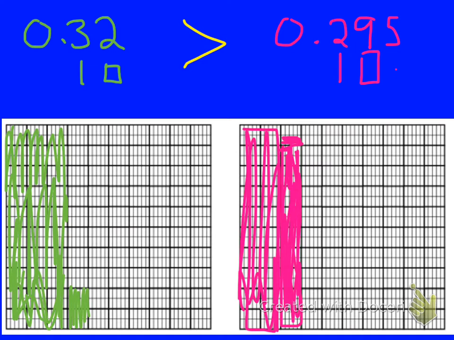This one I did on purpose. It's a little confusing because when you read the number 295 thousandths, that sounds bigger than 32 hundredths. But if we fill in the empty place values with 0, this one becomes 320 thousandths compared to 295 thousandths. 320 is more than 295.